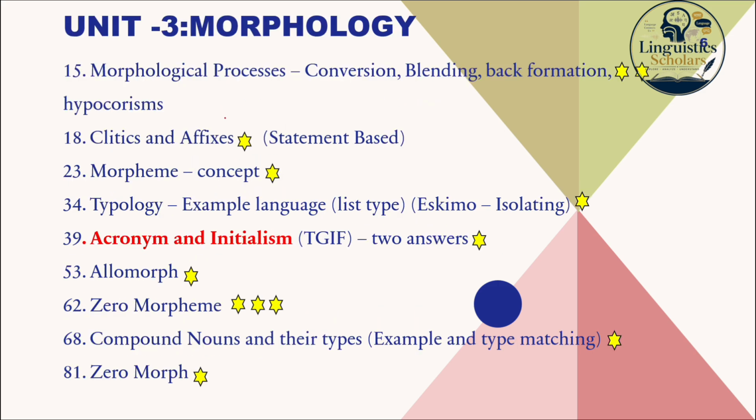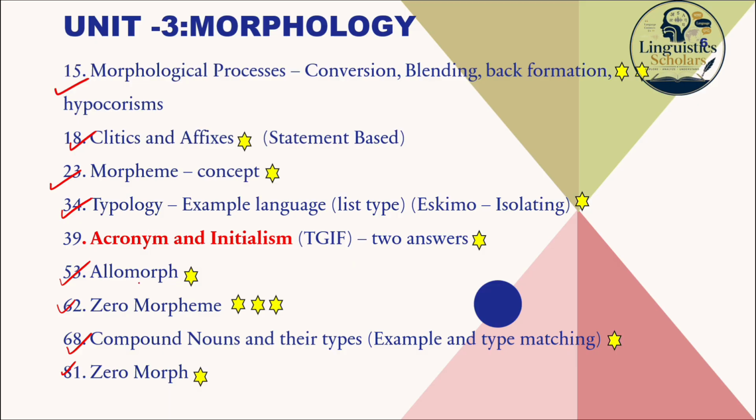With respect to morphology, as you can see, most of the questions are really easy, and most of them are about the definitions of morphism, allomorph, the concept of morpheme, clitics and affixes, morphological process, and typology. So all these concepts you must know by the completion of the morphology course. But one thing you have to focus on is reading and practicing, and clarity of the concept.